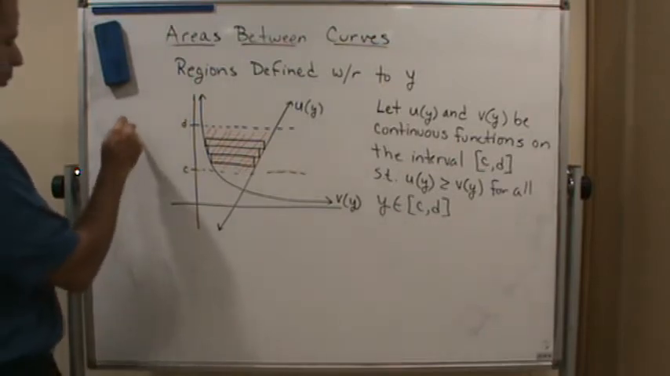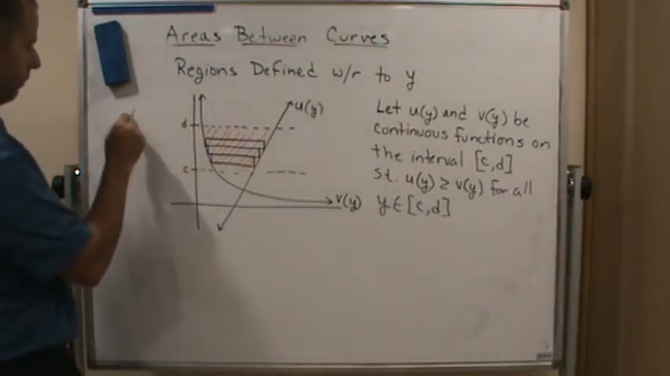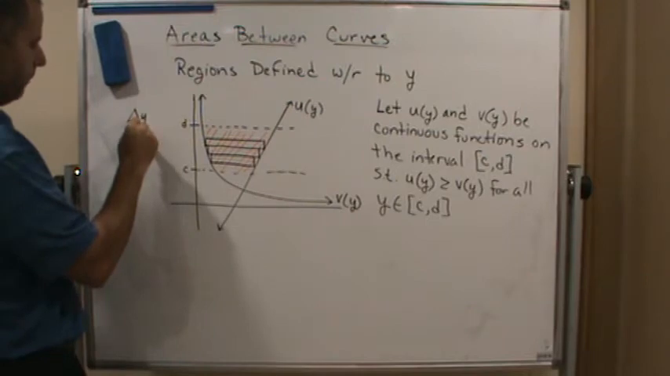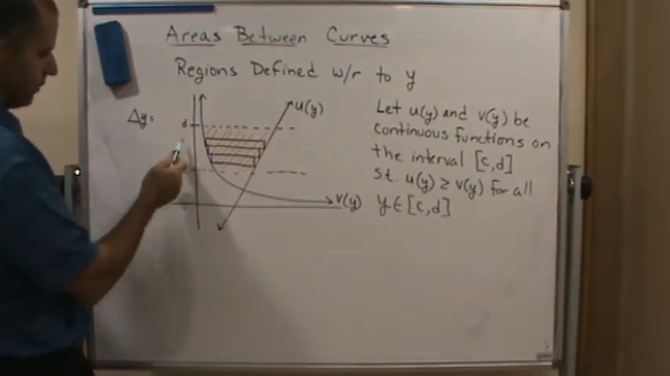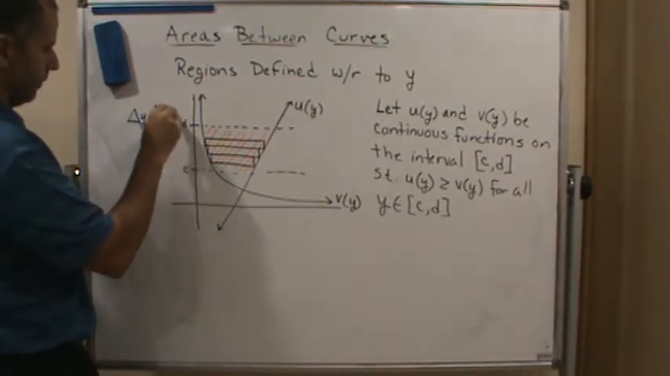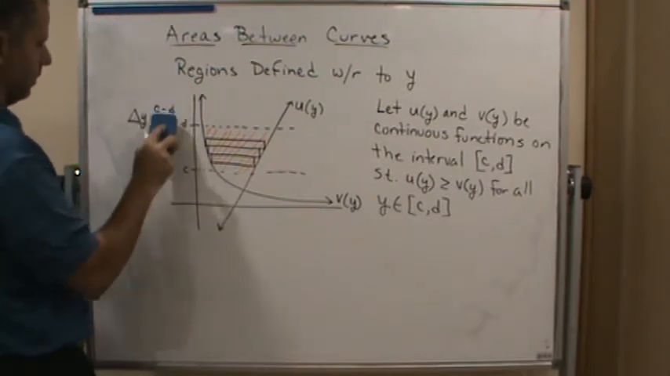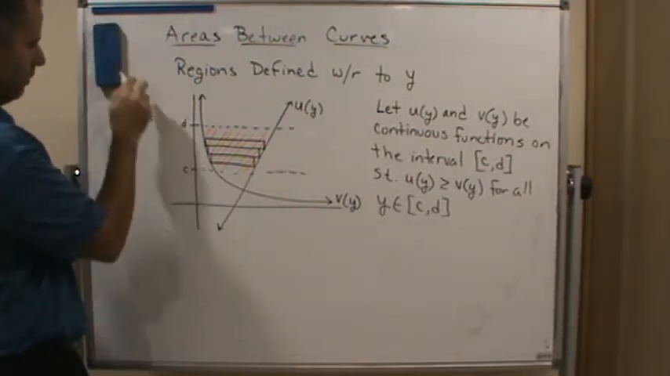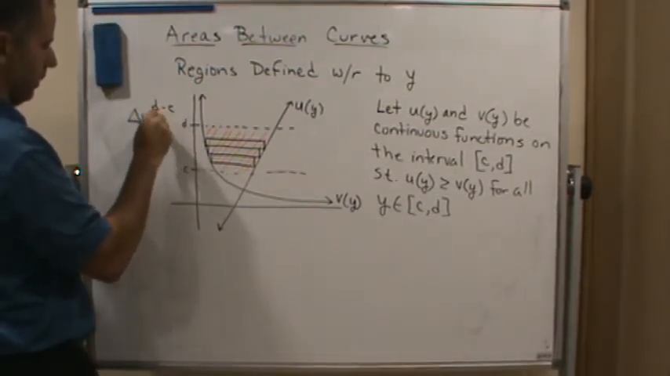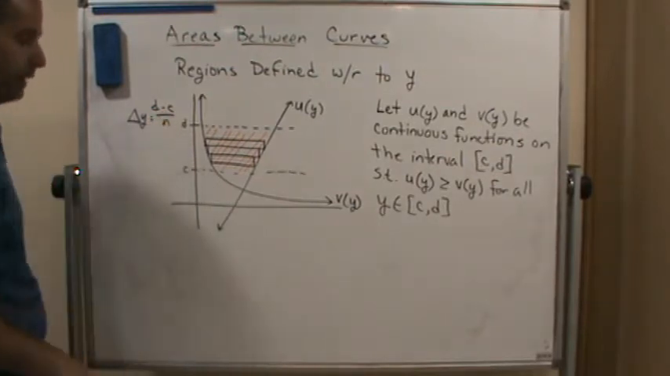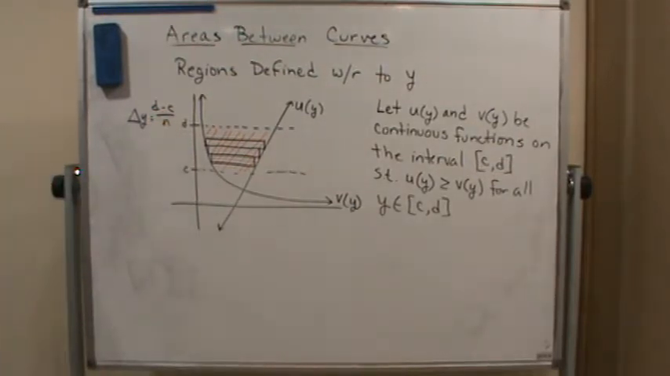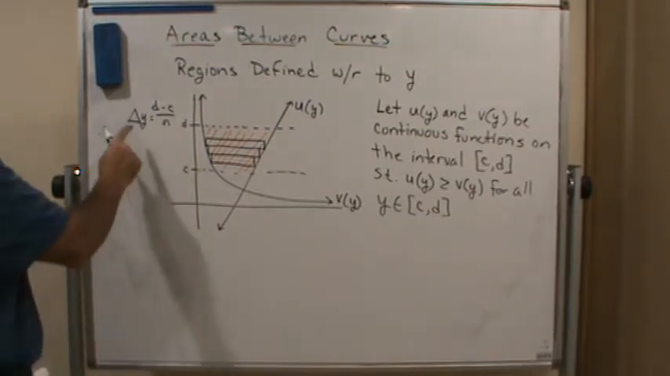And how do we do that? Well, we're going to find our delta y, right? So delta y is going to be the distance from c to d, divided by n, however many rectangles or subintervals we want to work with, right? So this is our delta y.